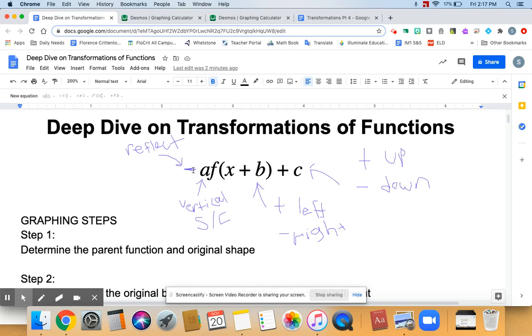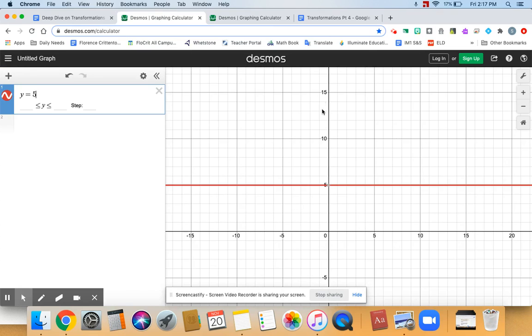And then you can't reflect or have a vertical stretch or compression if there's no x to have a number in front of it. So if the only thing we have is this number at the end, this plus c, that's away from the x part, then all it's going to do is go up and down, a flat line that goes up and down.